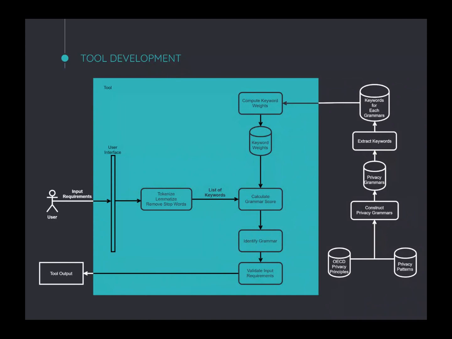This is the tool process. We came up with the grammars first, then we extract keywords, and then calculate the weight of each one of them for each grammar. Then, when the user puts some requirements in, we match them each with our grammars.